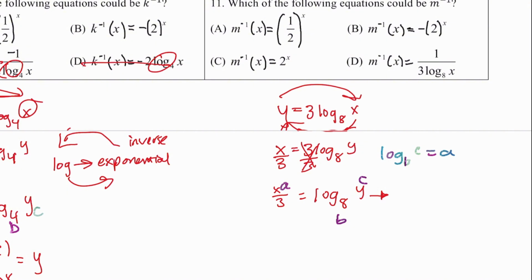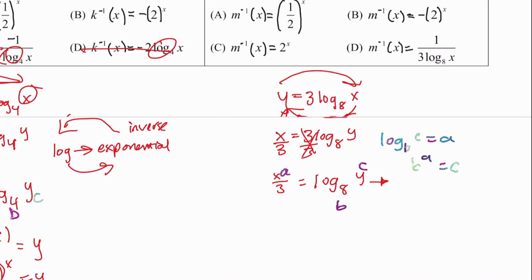And then we know exponential is b^a = c. So when we change this, it should be b to the power of a, which is 8 to the power of x over 3, now equal to c, and c is y. Alright, so now we want to simplify that.